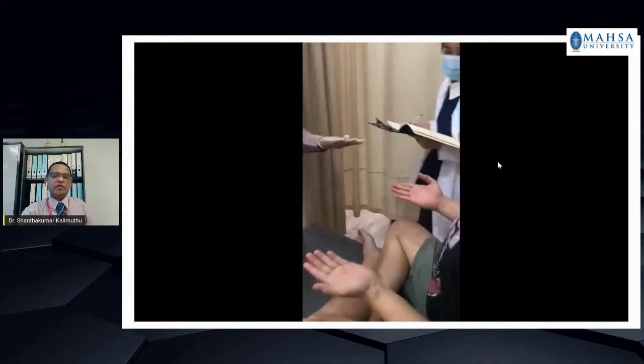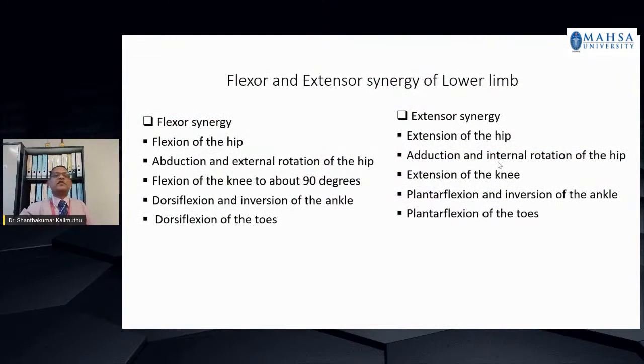So why do we have to evaluate supination? Because if the patient can do supination, that means he has already gone into a very good recovery phase. That's why the supination component is very, very important. And flexor and extensor synergy of the lower limb. Flexor synergy of the lower limb has to be tested in supine lying.